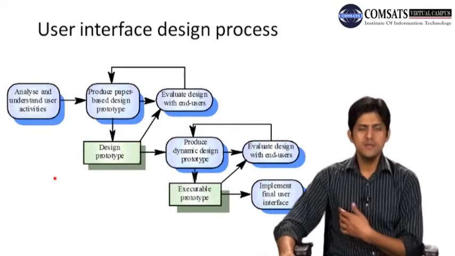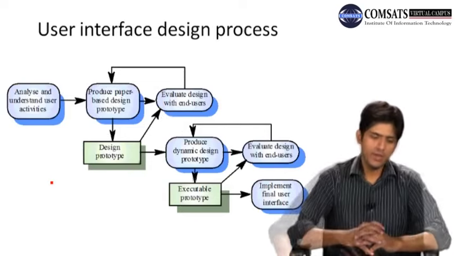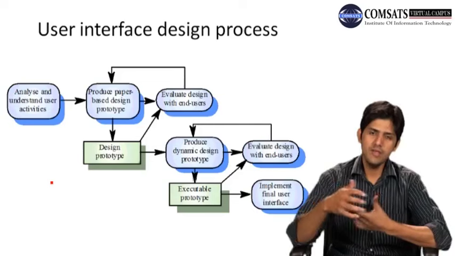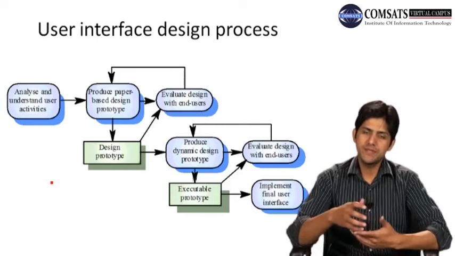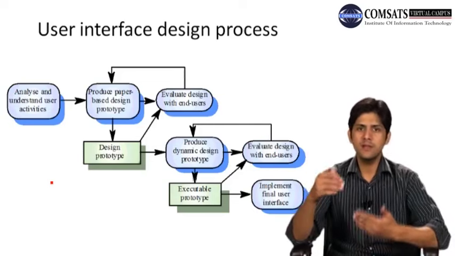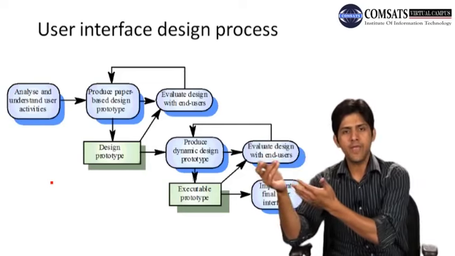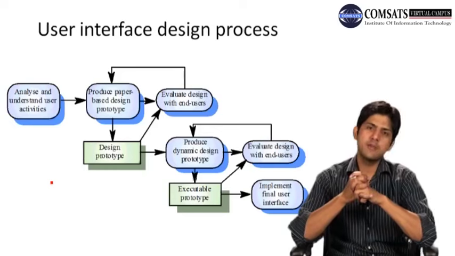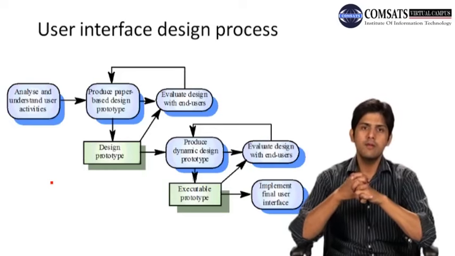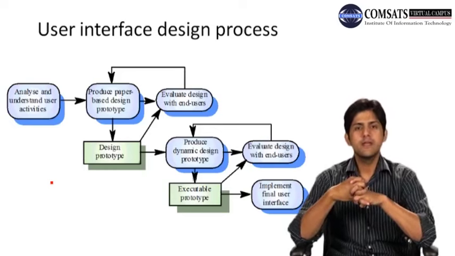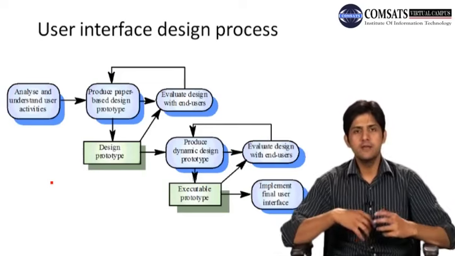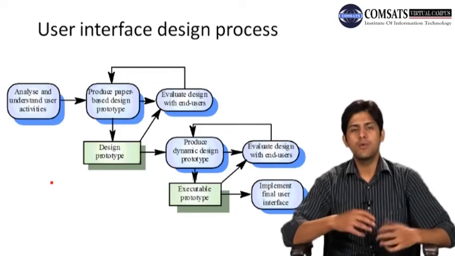So what is the user interface design process? To begin with, the first activity we perform is to analyze and understand user activities. What are the different things the user would do with the system? As I already said, we can use the use case diagrams to help us know that. Then we produce a paper-based design prototype. Why paper-based? Because it's very easy to draw sketches and to roughly know what the user would want.